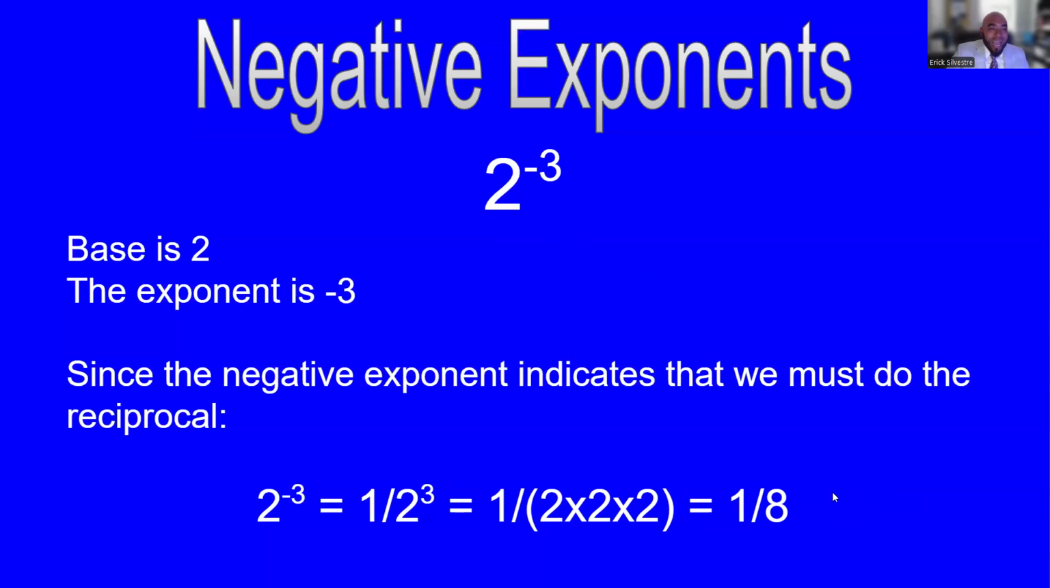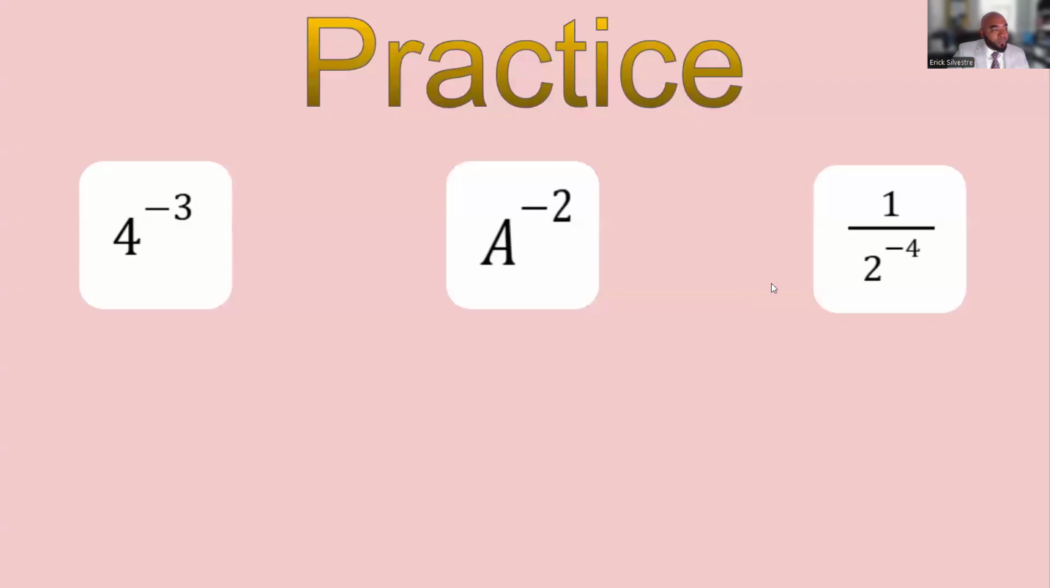I hope you're seeing how the reciprocal works and how the negative exponent is actually telling you what needs to happen next. So keep that in mind. Now, 3 practice problems. I'm looking at problem number 3 right here, which is going to be a challenging one. I have 4 raised to the negative third power, the variable a raised to the negative second power, and then I have 1/2 raised to the negative fourth power. Pause the video. Try it out. We're going to go over it in a second.